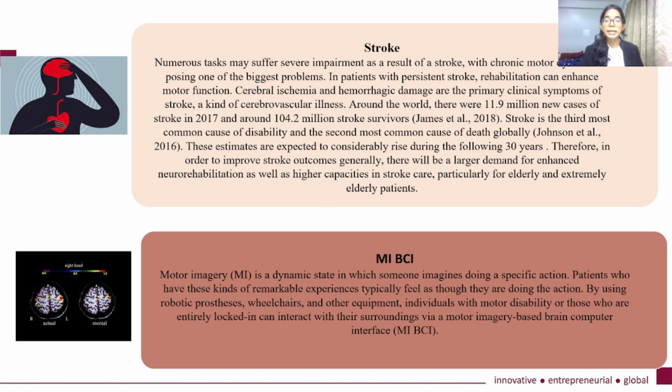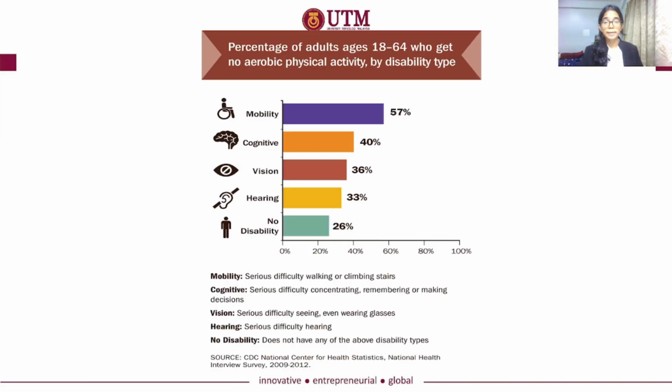Motor imagery is a dynamic state in which someone imagines doing a specific function. Patients who have these kinds of remarkable experiences typically feel as though they are doing this action. By using robotic prostheses, wheelchairs and other equipment, individuals with motor disability or those who are entirely locked in can interact with the surroundings through motor imagery based brain-computer interface.